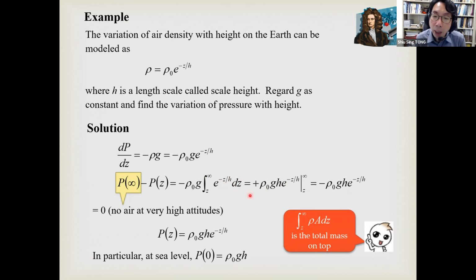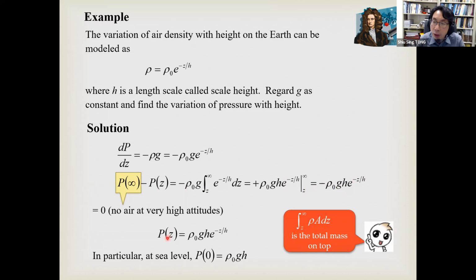And the minus sign of the H factor cancels with the minus sign in front. So I get plus rho naught g H, and the exponential factor evaluated at infinity and z. When evaluated at infinity, the exponential factor is of course 0. So eventually I get the exponential factor itself with a minus sign. That is the lower limit.